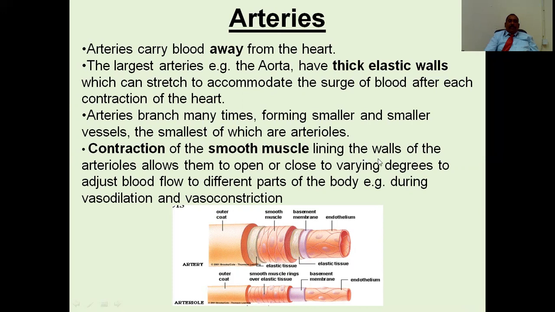Contraction of the smooth muscle lining of the wall of the arterioles allows them to open and close to various degrees to adjust blood flow to different parts of the body, for example during vasodilation and vasoconstriction. Whenever you need more blood, the vessels go for vasodilation, as a result of which more blood will flow through these arterioles into the organs. Whenever you need lesser blood, the arterioles constrict and reduce the blood supply to the periphery.